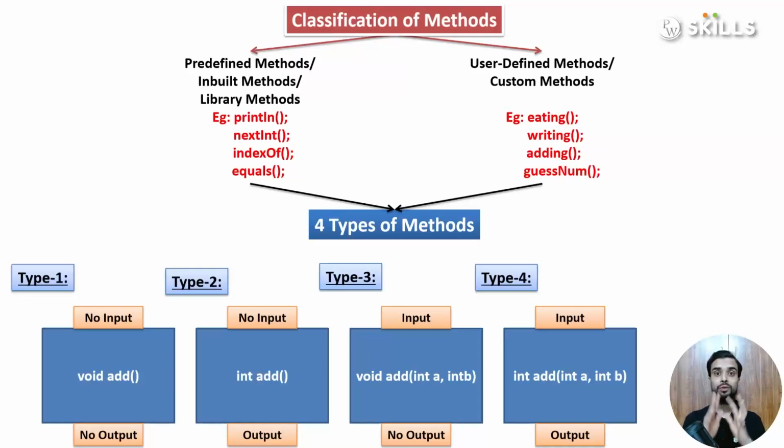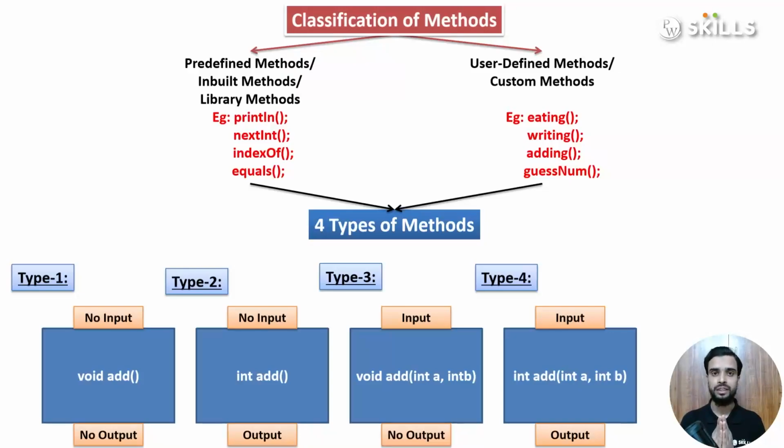But then, while you are trying to define your method, which of these four types have you actually created? It is a method without any input, but it is also returning some output. That means it is nothing but the type 2 method. I hope all of you are able to understand.